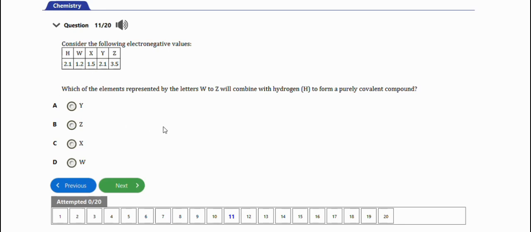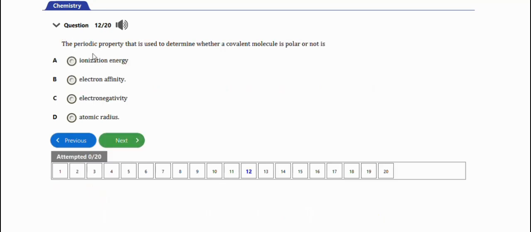Okay, so that's how I can solve this kind of problem. The next question will be this one. It says the periodic property that is used to determine whether a covalent molecule is polar or not is, so it's obvious, option C, electronegativity.